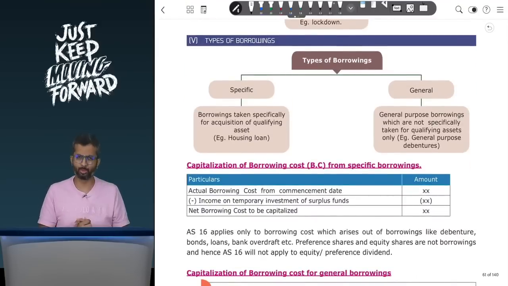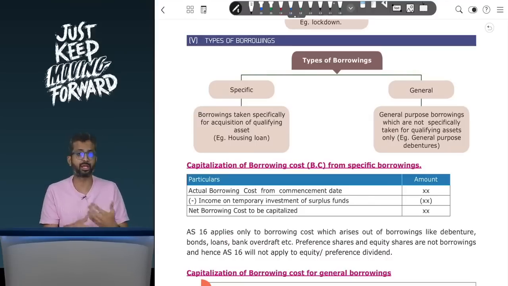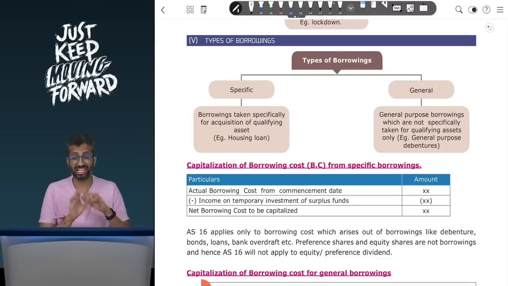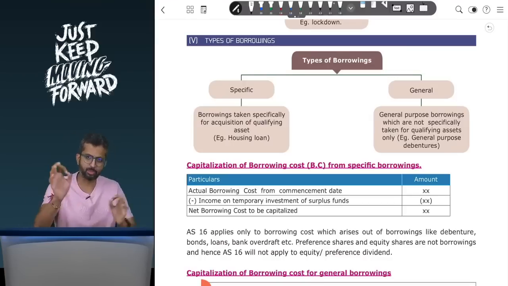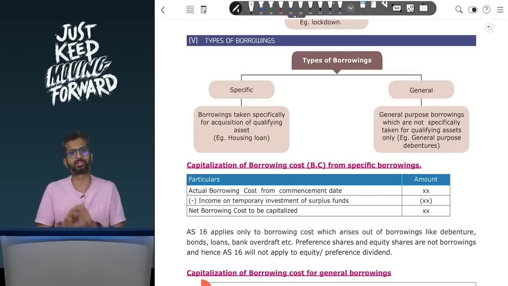Then there are two types of borrowings. One is specific borrowings, which are taken specifically for the purpose of a qualifying asset, like a housing loan is specifically taken for the purpose of acquiring the house. It's a specific borrowing. In such a case, your actual borrowing cost from the commencement date will be capitalized, less income on temporary investment of surplus funds, if any. That is pertaining to specific borrowings.